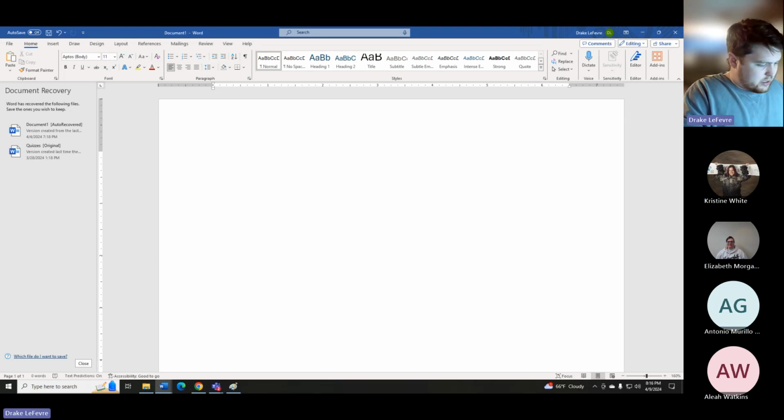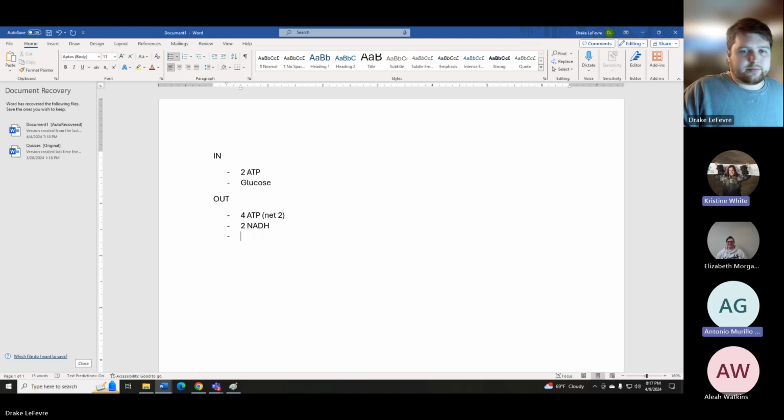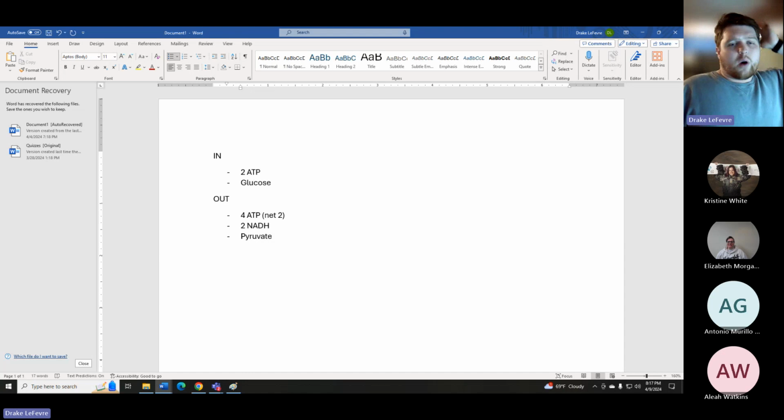Let's write it like this. Going in, we have 2 ATP and glucose. Out, we get 4 ATP, so we net 2 ATP. We also get 2 NADH. And what else do we get? Pyruvate.